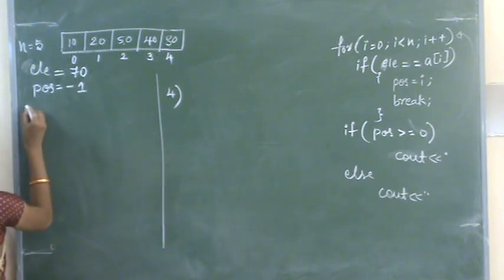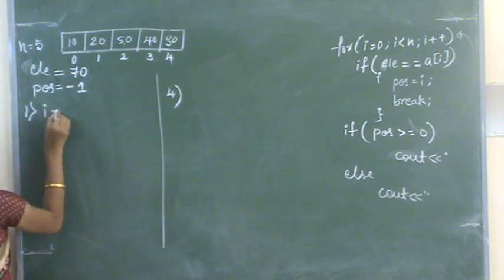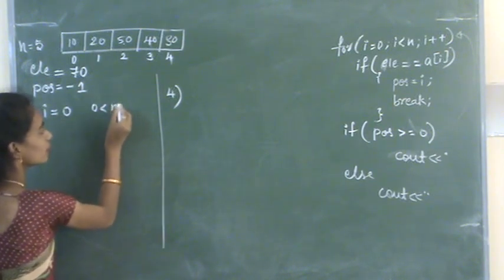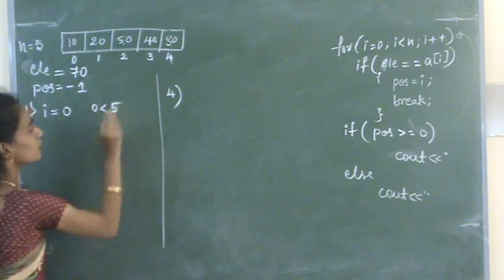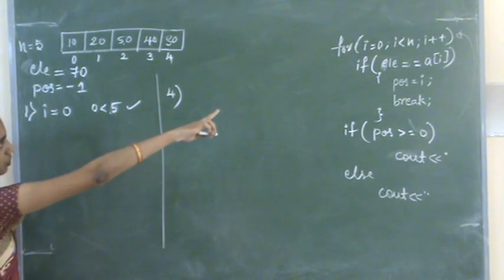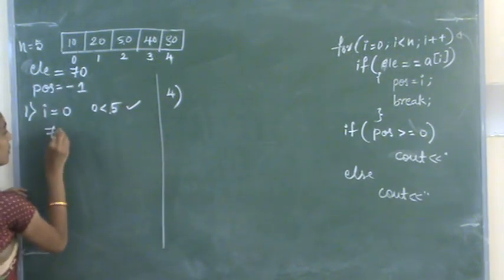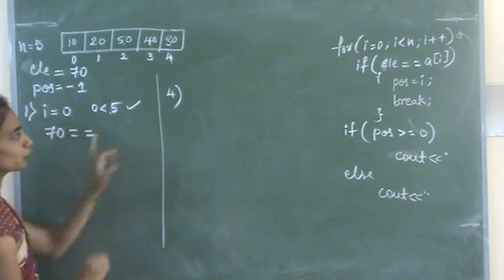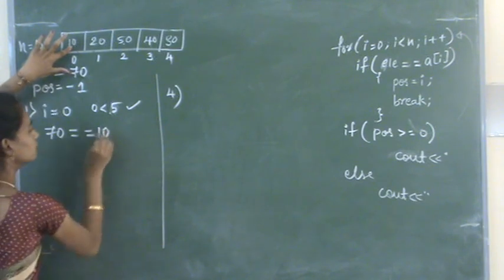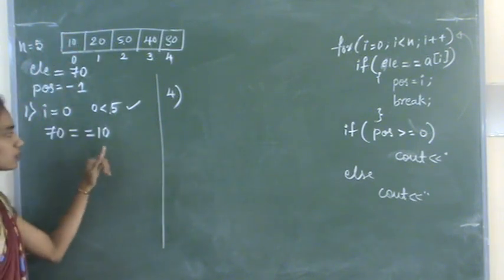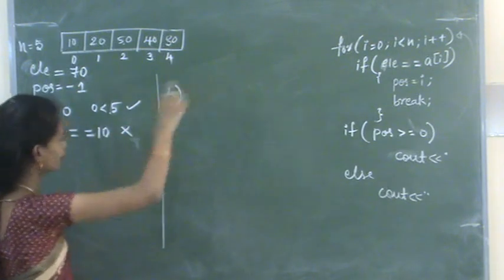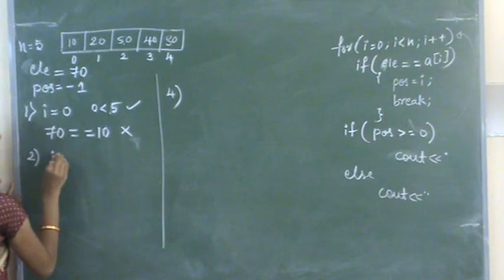Now first, what is the I value? Initially I value is 0. Now check the condition. 0 less than 5, n value is 5. So 0 less than 5, true. It will enter the if condition. So what is the search element here? 70. 70 is equal to a of 0. I value is 0, right? A of 0 is 10. Whether 70 is equal to 10? No. So it will go back to the for loop and then increment the I value.